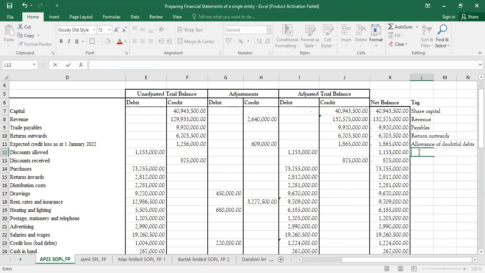It may be like selling and distribution. It falls under selling and distribution expense, isn't it? Then discount received, isn't it? Like we were buying and we were given some discount, so it would be like an income, isn't it? Other incomes.